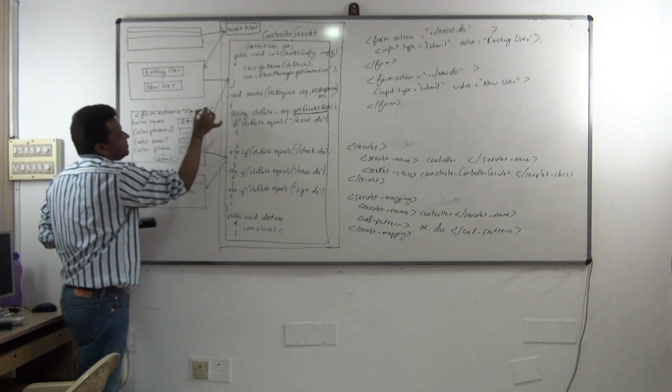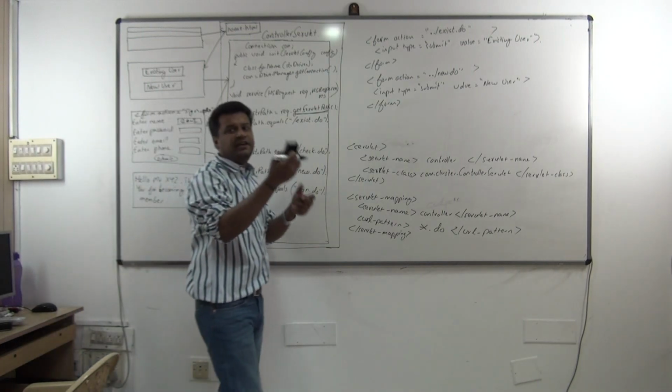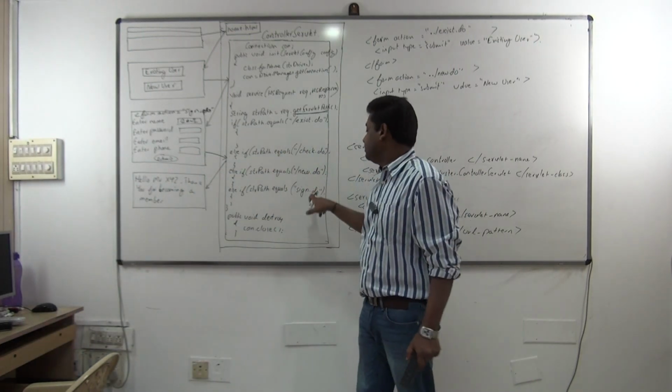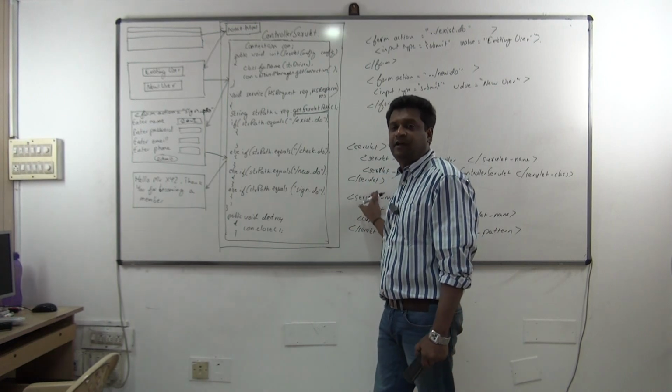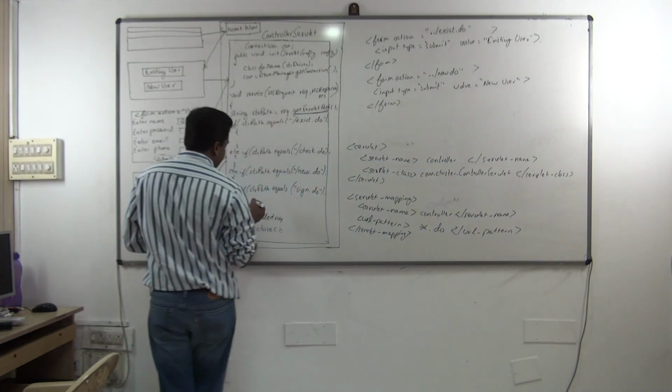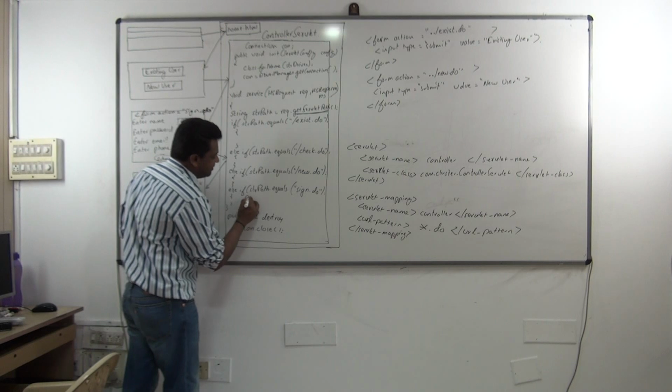Sign.do. Sorry, just change this. It is sign.do, which means he is signing up. So if it is sign.do, what will happen now? This logic will execute, which means it will connect to the database. So here you will write the logic now. What is the logic you will write? You will write the business logic.